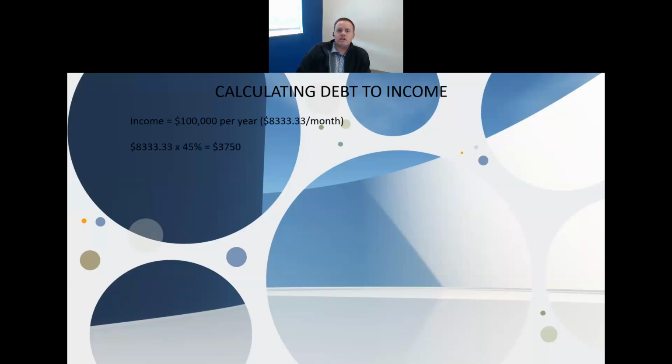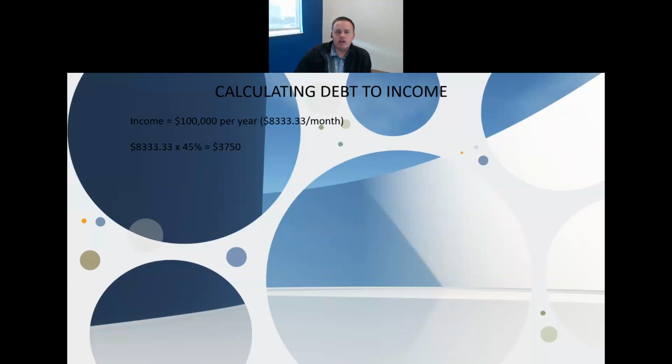Now, one of the things that an underwriter or financial institution is going to do, a basic rule of thumb, is we want to stay underneath 45% debt to income. To figure out what 45% is, you take your monthly income and times it by 45%, or if you're on a calculator, times it by 0.45. So 45% of this is 3750 per month. That's what we want all of our debts that show up on our credit report to stay under.